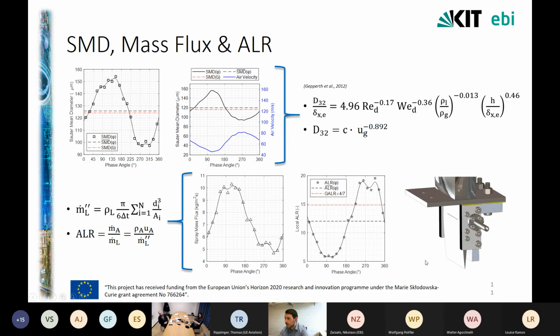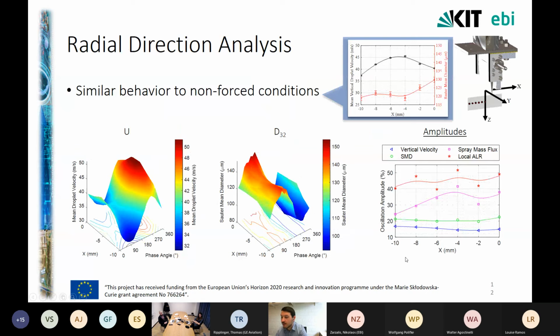So finally, the analysis of the same parameters in the radial direction, in the x direction, you can see that it has a very similar behavior to the non-forced conditions. As you remember this graph, moving from 0 to -10, the velocity increases with a local maximum and then decreases again, and the SMD has a local maximum at 0 and then decreases and stays rather constant. Of course, both of them have a strong periodic oscillation in all of the different radial positions.